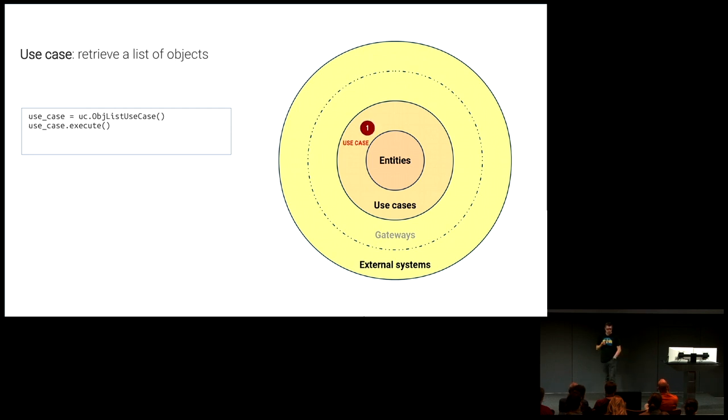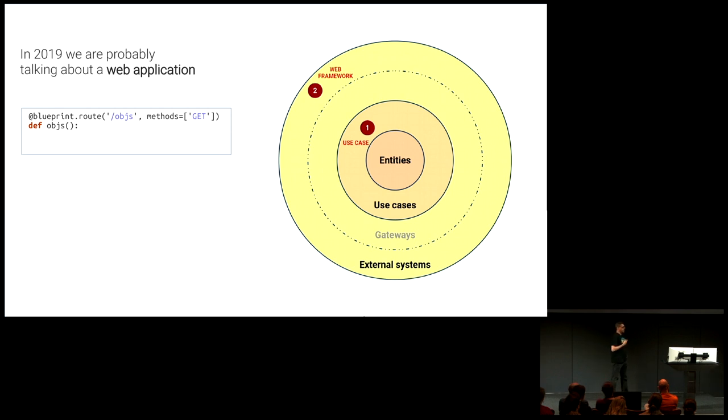My use case is retrieve a list of objects. So for example, I have a cart, I have a filtering, someone is searching for an object. So my use case lives in the use cases layer. And the use case is a simple class. I can instantiate it and execute it. The only thing you can do with a use case is to execute it. It's very, very simple. So I call execute.